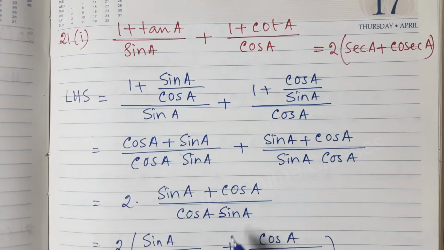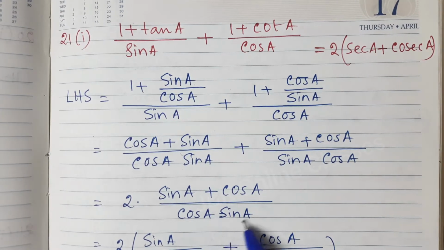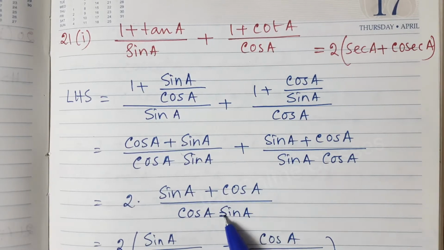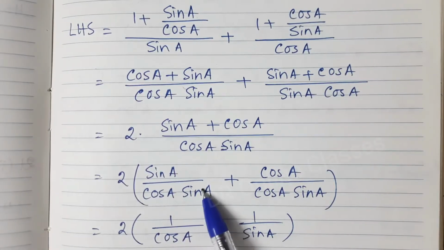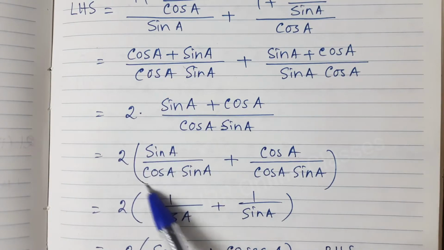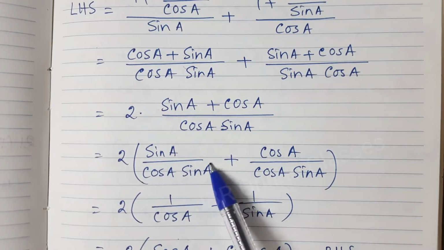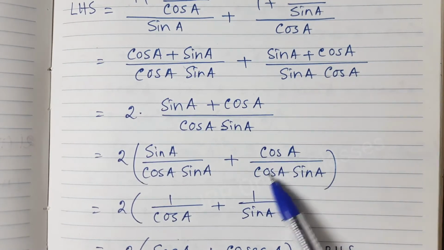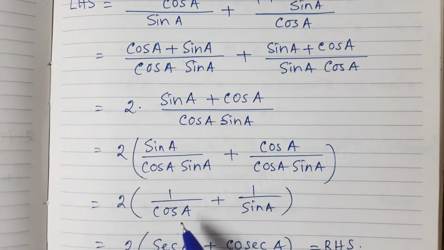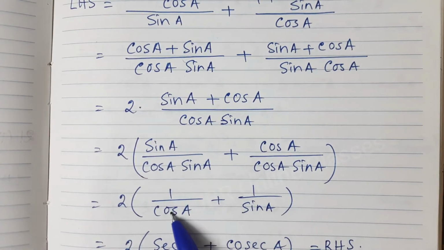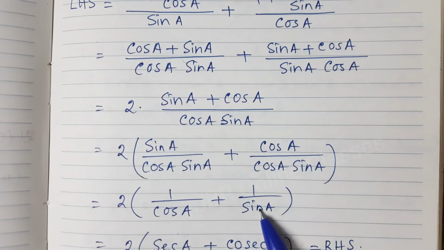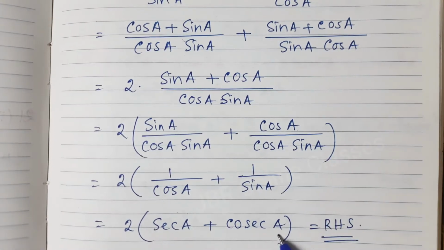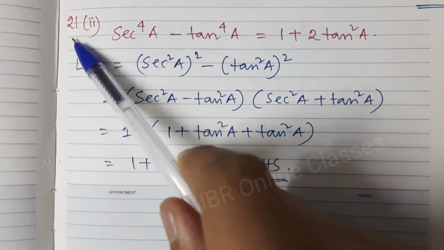Now I am just dividing this cos A into sine A in each of this term. So sine A by this plus cos A by this. Now here you see in this term sine A will get cancelled out. In this term cos A will get cancelled out. Finally we are having this. Now 1 by cos A is what? Sec A. 1 by sine A is cosec A. And this is the answer. Now this is 21 part 2.